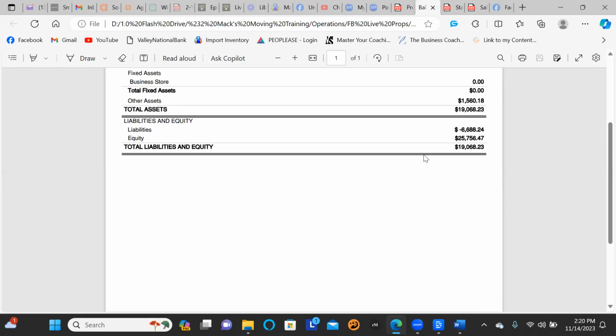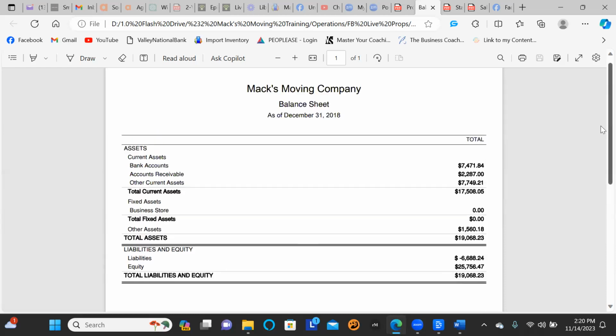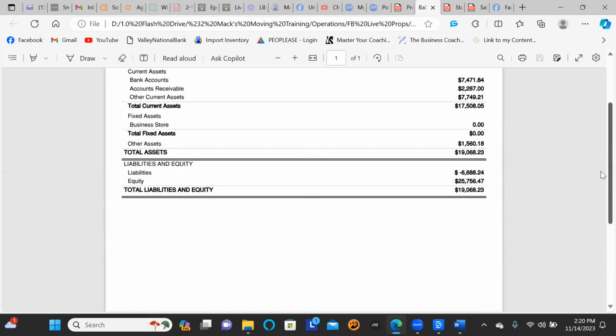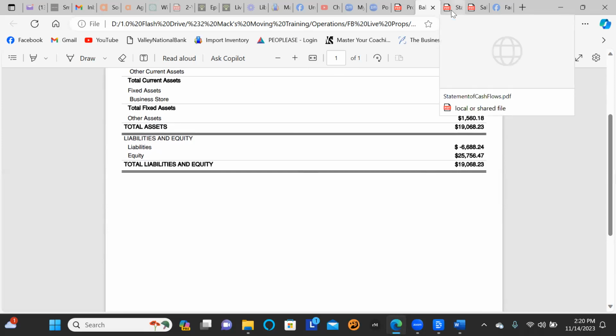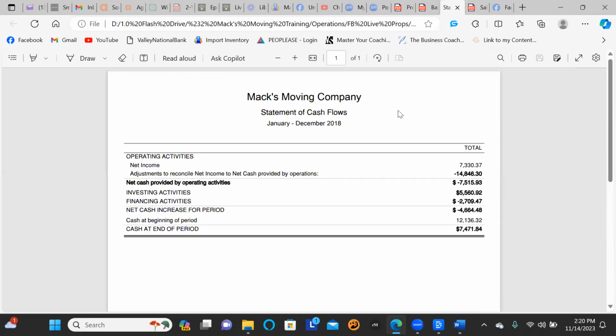Okay, so that's basically your balance sheet in a nutshell. It's a lot to look at, but it's not a lot to look at. Your P&L, you're going to spend about 70% of your time on the P&L statement. Now, the most underrated statement that a lot of people don't look at is their statement of cash flow.